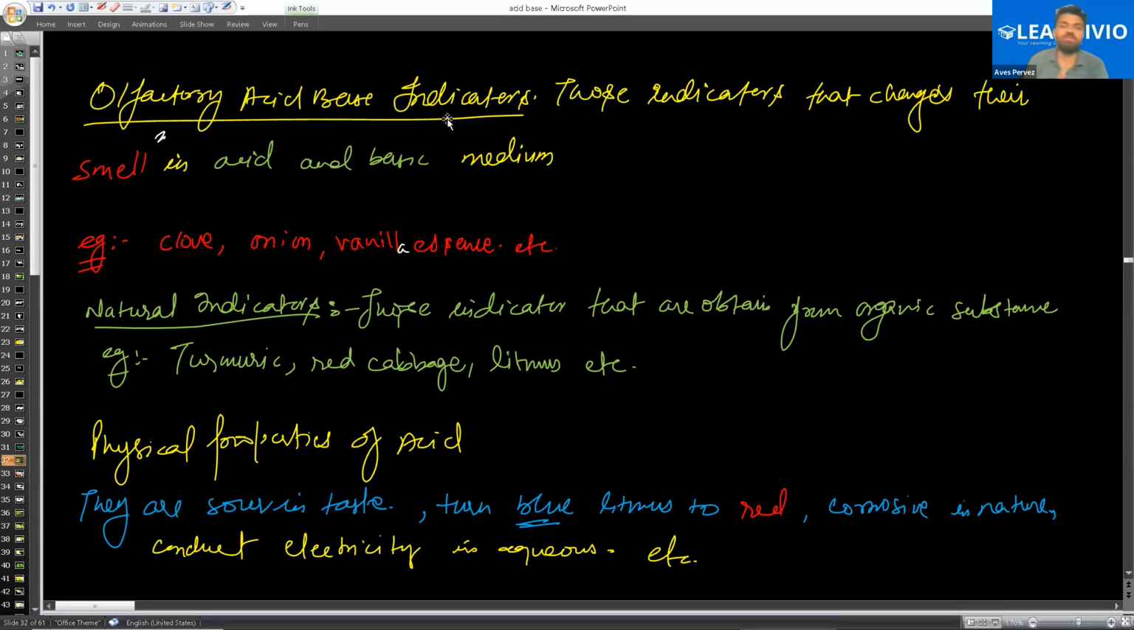Olfactory indicators are those indicators that change their smell when added to an acidic or basic medium, for example clove, onion, vanilla essence. And natural indicators are those obtained from plants, trees, or some natural substances, like turmeric, red cabbage, litmus. Understood? Just write the olfactory indicators.